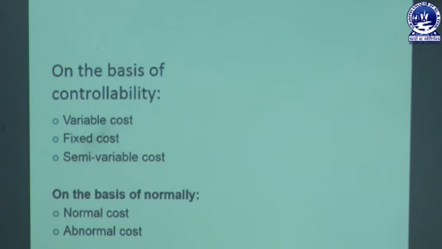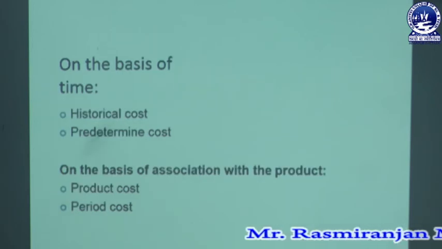The next basis is normality, that is normal cost and abnormal cost. Normal cost is the cost which is normally incurred for producing a product or providing services, that is material, labor or expenses. We must incur that, otherwise we cannot produce the product. It is normally incurred at all levels of output, that is why it is called a normal cost. But there are certain costs which arise abnormally. In that case, there is no control from the management or the organization, and the cost involvement is more, and that is known as abnormal cost.